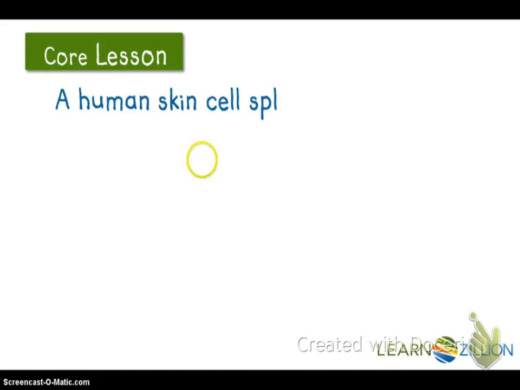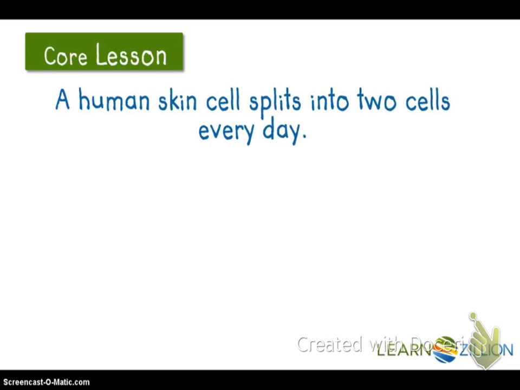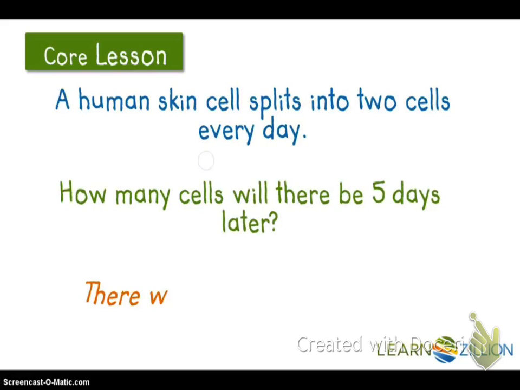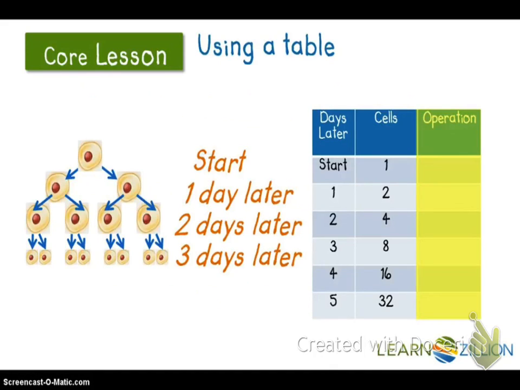So back to the original question, if a human skin cell splits into 2 cells every day, how many cells will there be 5 days later? There will be 32 cells 5 days later. The way we just explored this pattern makes it seem as though to find how many cells there were a certain number of days later, we would need to know how many cells there were the previous day. But let's add an extra column to our table and see if we can discover a different operation.